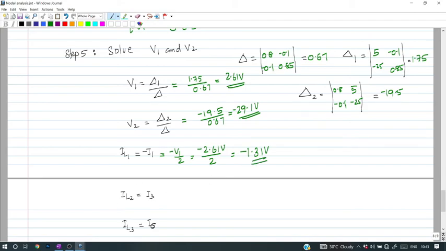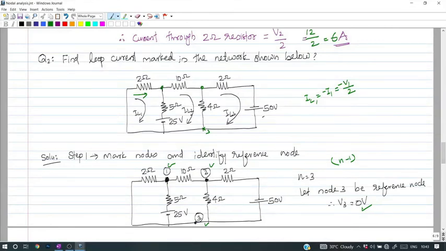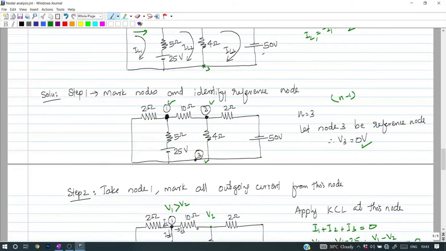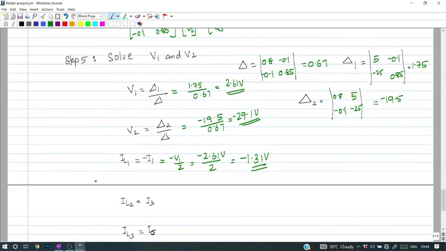Similarly, IL2. This is IL2. It is the current flowing through the 10 ohm resistor. In the first node, we assumed that I3 is the current flowing through the 10 ohm resistor. That is nothing but IL2. So IL2 is actually I3. So what is I3? V1 minus V2 divided by the resistance value 10. Substituting, V1 is 2.61, V2 is minus 29.1, divided by 10. After solving this one, you can obtain the answer as 3.17 ampere. So this unit is not volt, this is current ampere.